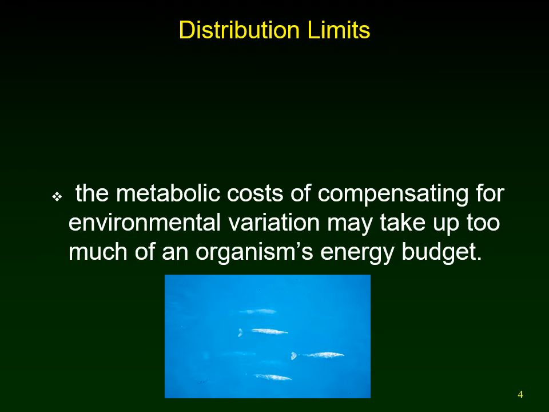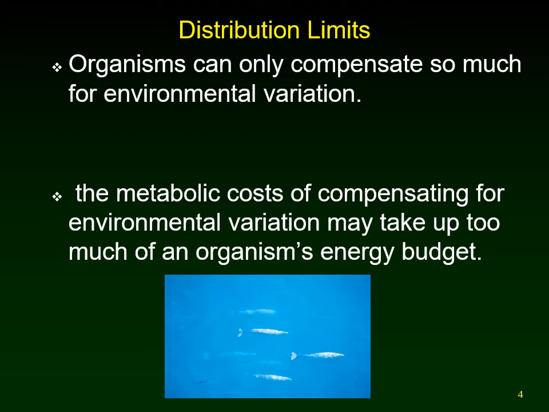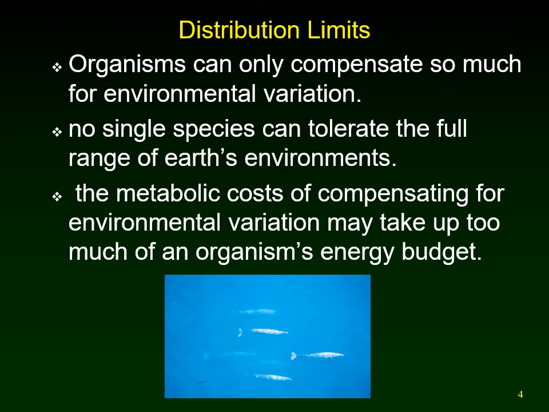And the real reason for this is that the metabolic cost for compensating for that environmental variation, that environmental factor, just may take up too much of the organism's energy budget, and it is then not going to have the energy to survive and reproduce. So organisms can only compensate for so much environmental variation. There's no single species on the planet that can tolerate the full range of Earth's environment. So the diversity of life is really a diversity of strategies for dealing with this variation in the environment.